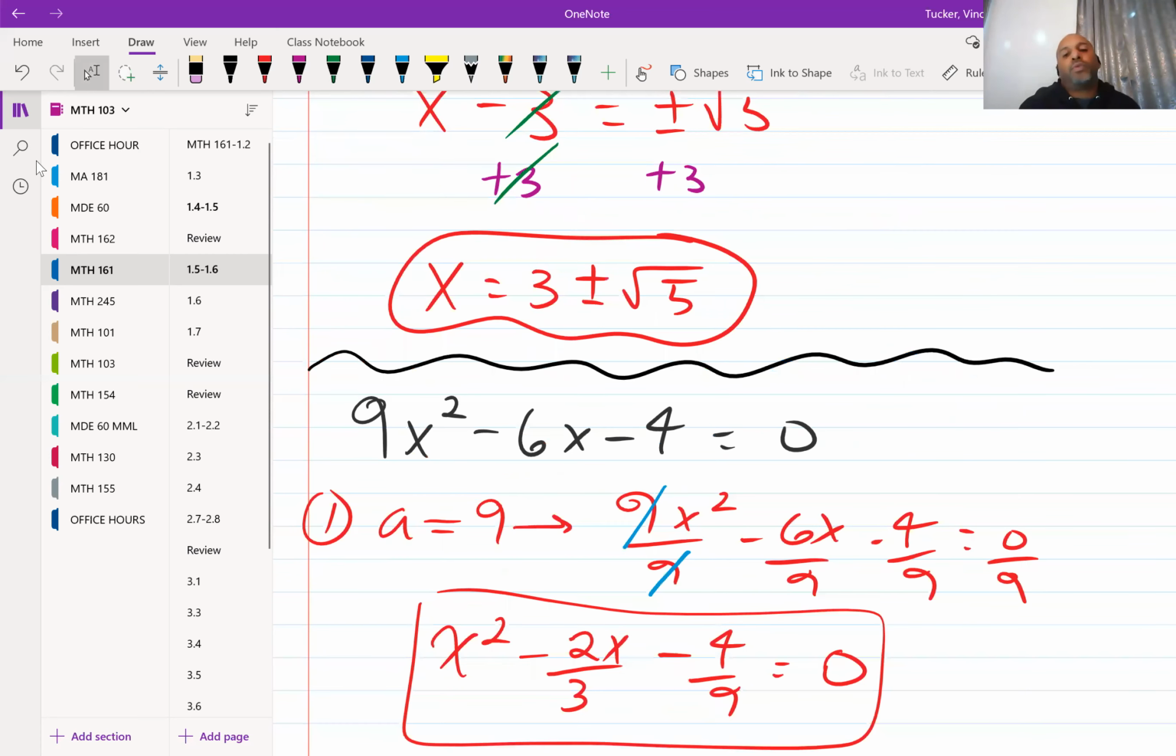So next one, 9x squared minus 6x minus 4 equal to 0. So this time, a is not equal to 1. So that means we need to divide by a. So we divide each term by 9. So the 9's cancel, leaving me with x squared. 6 over 9 is 2/3, and then 4 over 9. And of course, 0 over 9 on the right side of the equation is just 0.